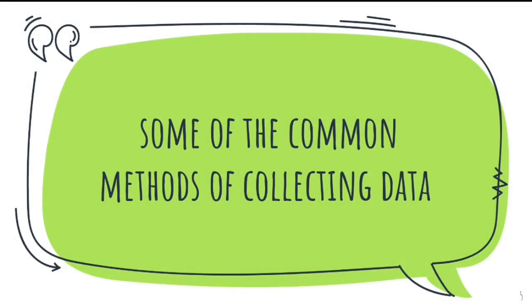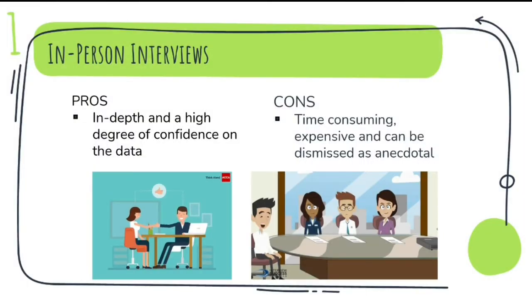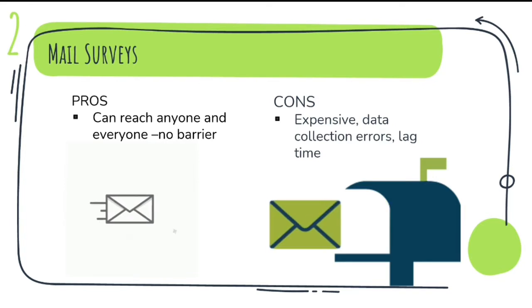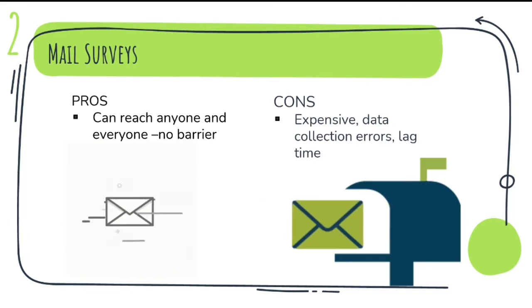Here are some of the common methods of collecting data. First, in-person interview. Advantage here is you can have an in-depth and a high degree of confidence on the data. However, it is time-consuming, expensive, and sometimes can be dismissed as anecdotal or not necessarily reliable. Second, we have mail surveys. Advantage is you can reach anyone and everyone, so there are no barriers. However, it is also expensive and there might be some data collection errors and of course lag time.